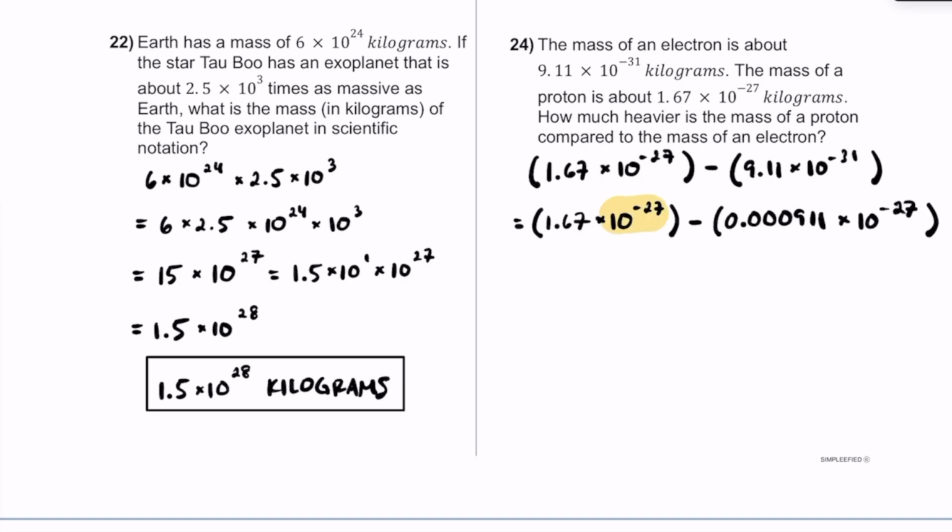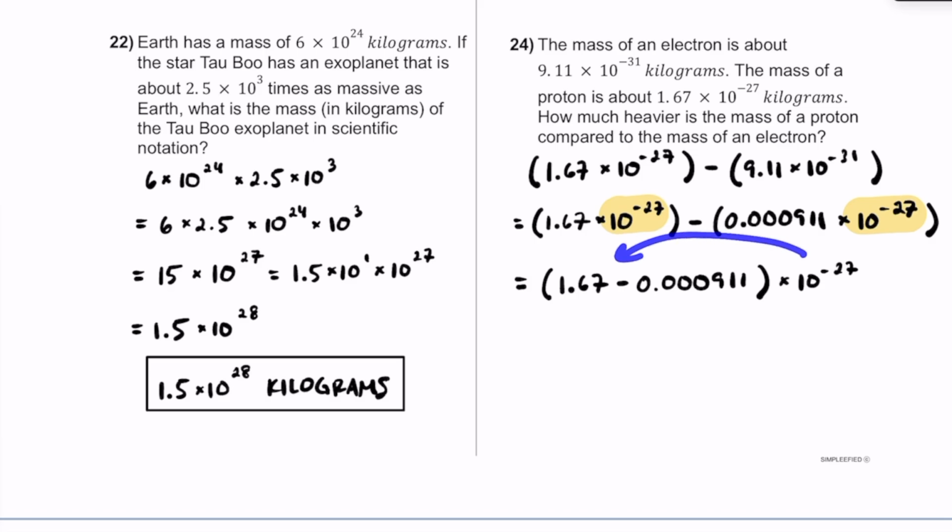All right, so at this point, we do like the fact that we have these times 10 to the negative 27th power. And once those match, what we can actually do is write the decimals here, 1.67, and subtract this 0.000911. And we can multiply that by 10 to the negative 27th power, since they're both multiplying by 10 to the negative 27th power. So if you know a bit of the distributive property or just properties of factoring a little bit, you can see that that is okay to write just because they're both being multiplied by 10 to the negative 27th power.